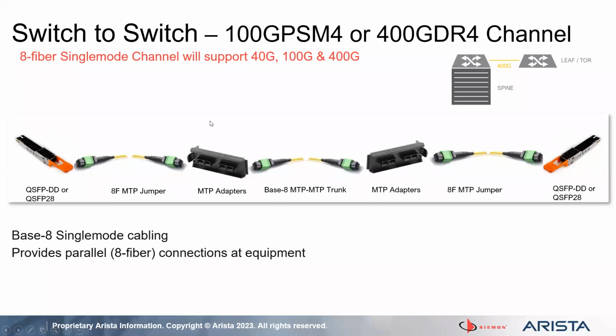So again, this is why we're recommending the base 8, because each of these transceivers only utilizes 8 of the 12 fibers in there. So you've got 8 fiber jumpers on either end connecting into both ends.